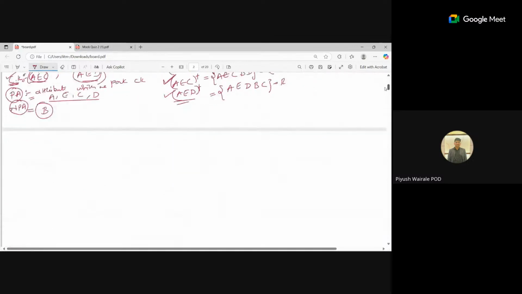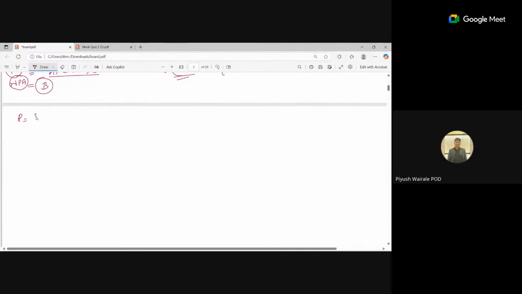But what if I say we have this relation R(A, B, C, D, and let's say E also), and I have these functional dependencies: A determines B, C determines D E, and let's say B determines C here. Now in this case, what will be the candidate key? Tell me.